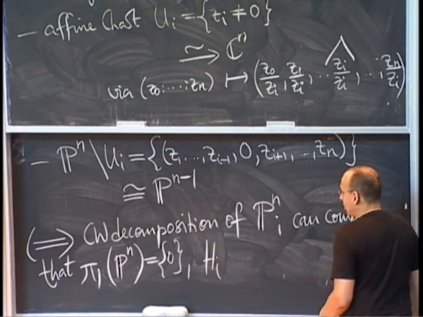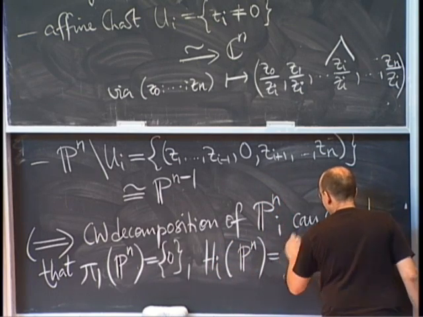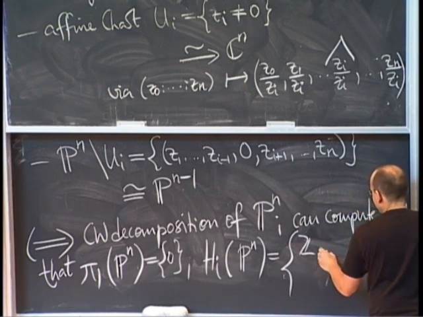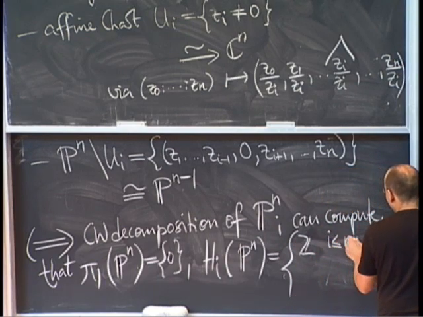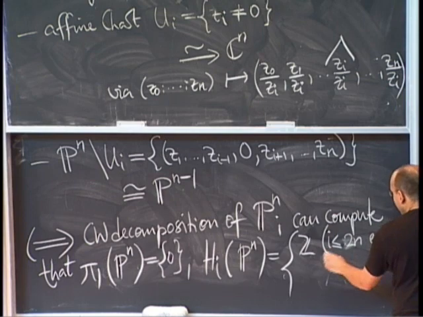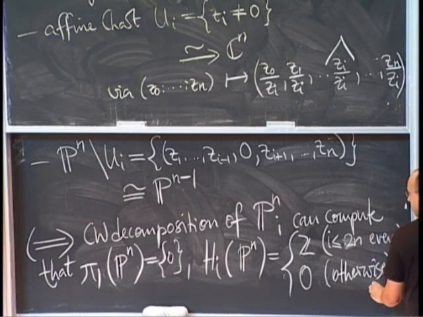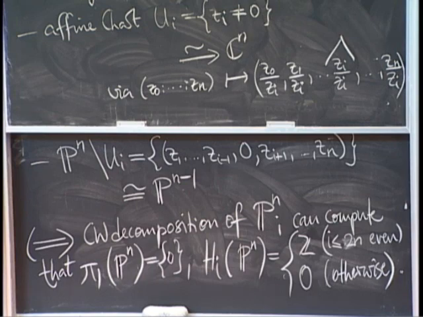You can compute the integral homology and cohomology. I'm just going to write down Hi of Pn. This is going to be a copy of the integers if i is at most 2n and even, and it's 0 otherwise. Projective space has homology only in even degrees, corresponding to the projective subspaces. I mean, the cycles are represented by the projective subspaces of the corresponding dimensions.